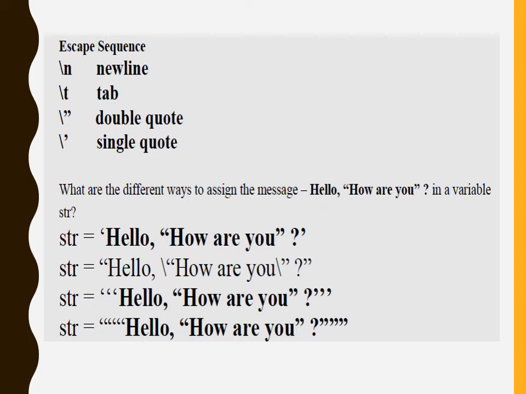These are the escape sequences of the string. \n is used for new line, \t is for tab, for double quotes we have to use backslash with double quotes, and single quote with backslash, and these are the examples of how we can use these escape sequences.